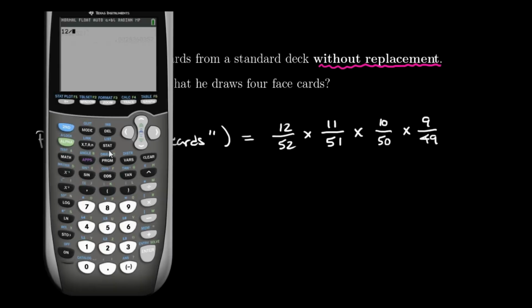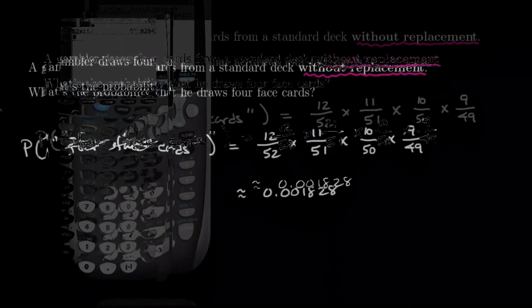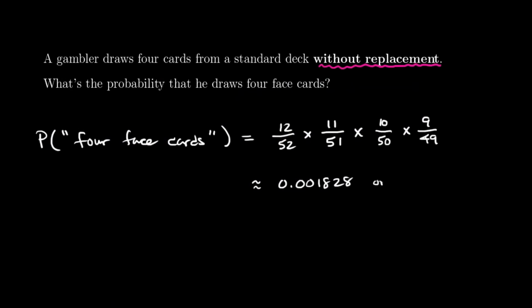Okay, so we'll type this into the graphing calculator here, and if we're multiplying and dividing here, we don't have to worry about brackets, so just type away. 12 out of 52 times 11 out of 51 multiplied by 10 out of 50, and of course I could have reduced that, but I'm not going to worry about it. Multiplied by 9 out of 49, and there's our decimal representation, 0.001828. Of course, if we multiply that by 100 again, we could say that is a smaller probability, around 0.1828%.